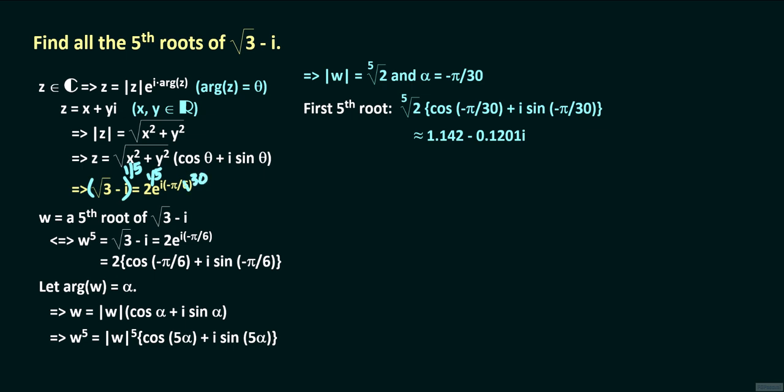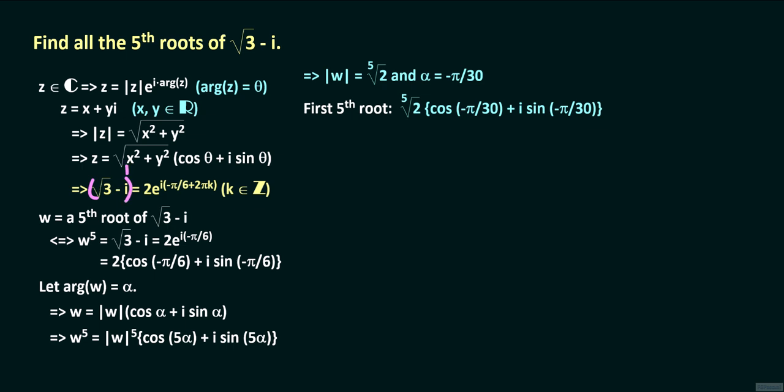We still need to find 4 more fifth roots of square root of 3 minus i. We rewrite the polar form of square root of 3 minus i by writing out the argument of square root of 3 minus i using a general formula. Minus pi over 6 is just one argument of square root of 3 minus i. Every argument of square root of 3 minus i can be expressed as minus pi over 6 plus an integer multiple of 2 pi. Or every argument of square root of 3 minus i equals minus pi over 6 plus 2 pi times k, where k is an integer.